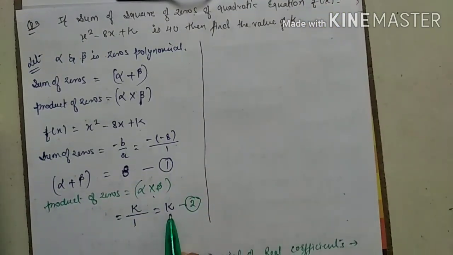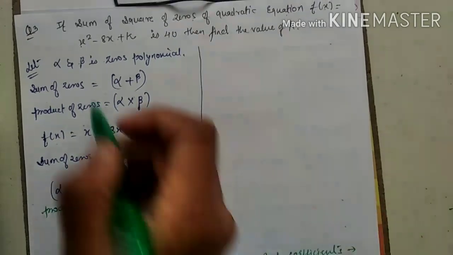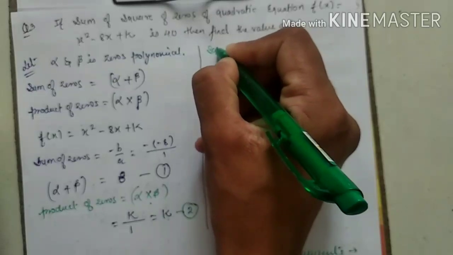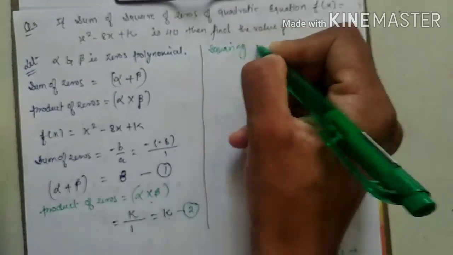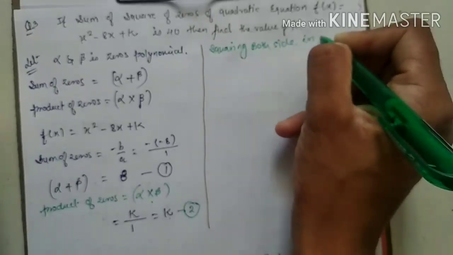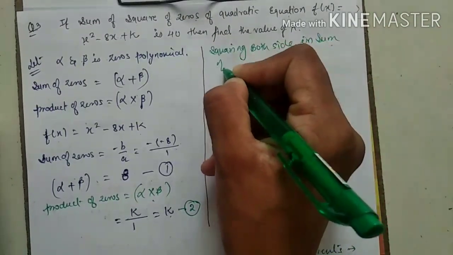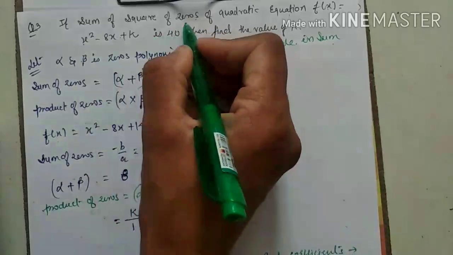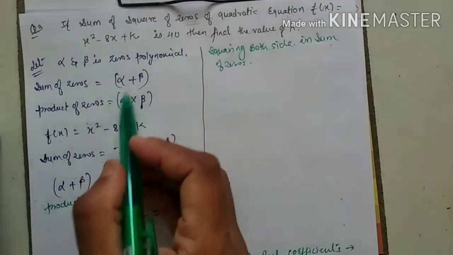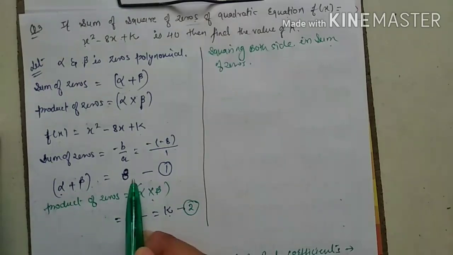Okay. Now this one you are getting here. Now what is the question saying? Squaring. So what I am doing? Squaring both the sides in sum of zeros. Sum of zeros, it is in the question. So the sum of zeros is what? Alpha plus beta equals 8.